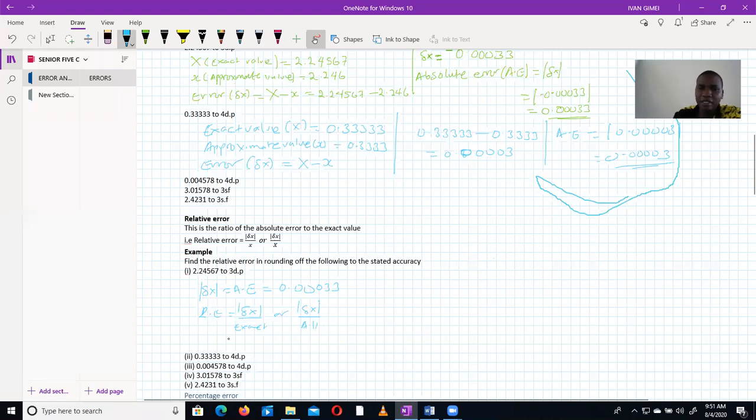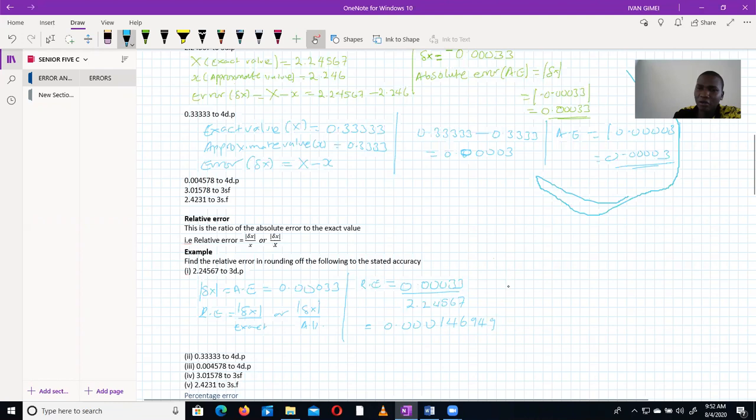So this will be the same as, if I can get more space here, our relative error will be equivalent to, what's my absolute error? 0.00033 divided by the exact value, which is 2.24567. And somebody gave us this answer as what? 0.000, what was the answer? I can't recall. 146, 1469449.